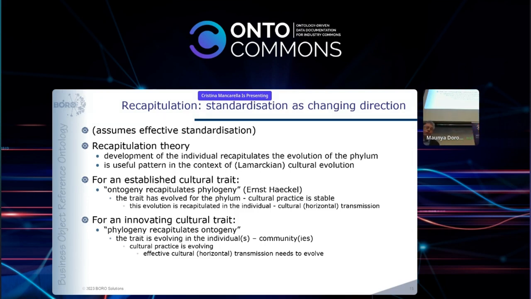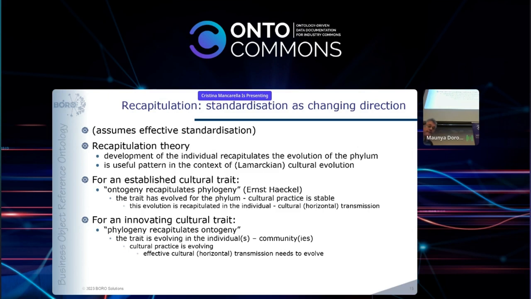And if you do that, you would see the evolution of information, and people do see the evolution of information, as cultural evolution. Cultural evolution in the last couple of decades has become more acceptable. And they've also accepted that it's probably Lamarckian rather than Darwinian in some of its characteristics. There is a theory called recapitulation theory that had this nice slogan Haeckel came up with: ontogeny recapitulates phylogeny. The idea is that the trait evolved for the phylum is now acquired, and the cultural practice is stable.